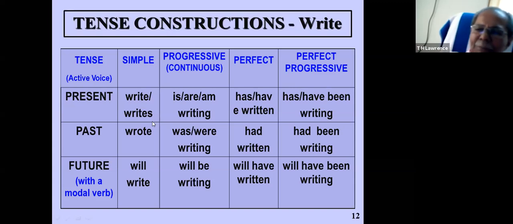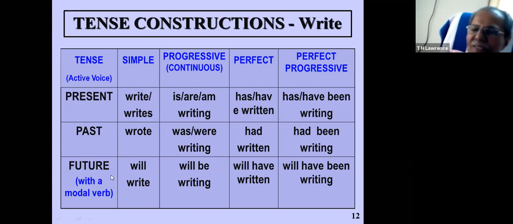Now go to the past. So we have wrote as the past of verb write. Now what's the past progressive? That is was writing or were writing. First, past perfect: had written. Past perfect progressive: had been writing.